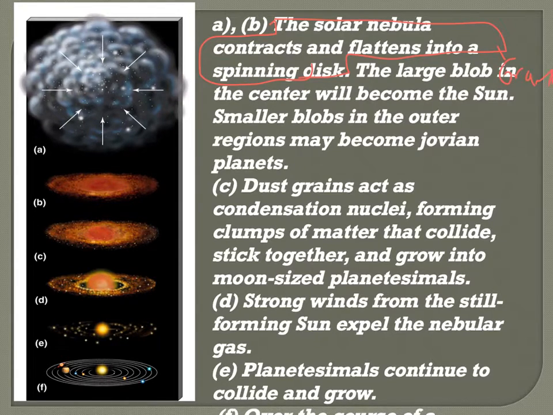And now we know what gravity is. Sorry, that was kind of bad. It's because of gravity, right? Why does the solar nebula contract and flatten into a spinning disk? It's because of gravity. And this is also why the planets continue to spin around the sun today: they're pulled in by the sun's gravity.